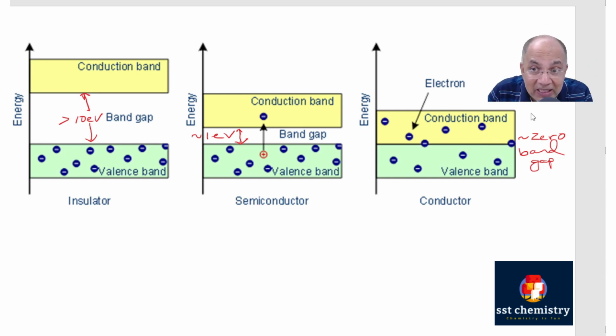And interestingly, at absolute zero Kelvin, or minus 273.15 degrees Celsius, all the electrons are in the conduction band. All. You will be astonished why at 0 K, minus 273 degrees Celsius, all the electrons are in the conduction band. At that time, you can tell a metal to be a superconductor.